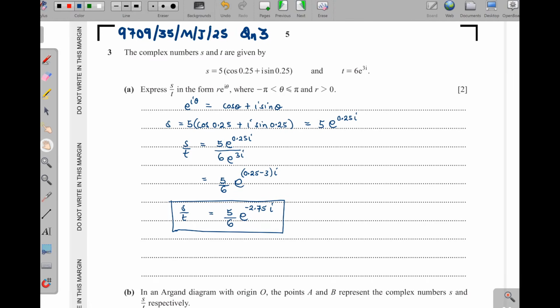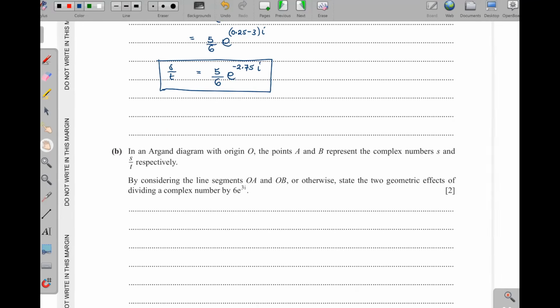All right, then next, they are saying that in an Argand diagram with origin O, the points A and B represent the complex numbers s and s over t respectively. By considering the line segments OA and OB or otherwise, state the two geometric effects of dividing a complex number by this one here, the 6e to the power of 3i.